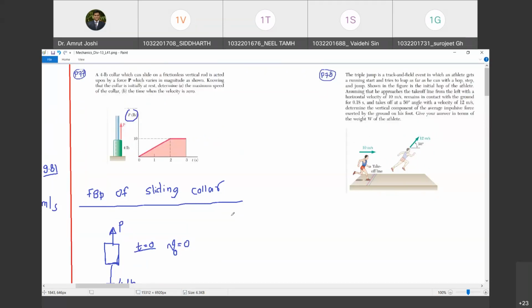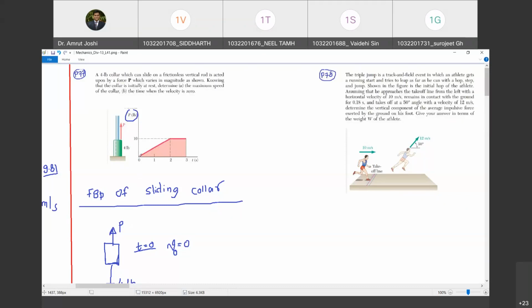We are going to apply the impulse momentum principle for sure. But what are the things that have been asked? Part A is the maximum speed of the collar. And second, the time when the velocity becomes 0. Are you with me? So if you look at this force P, it is a function of time.